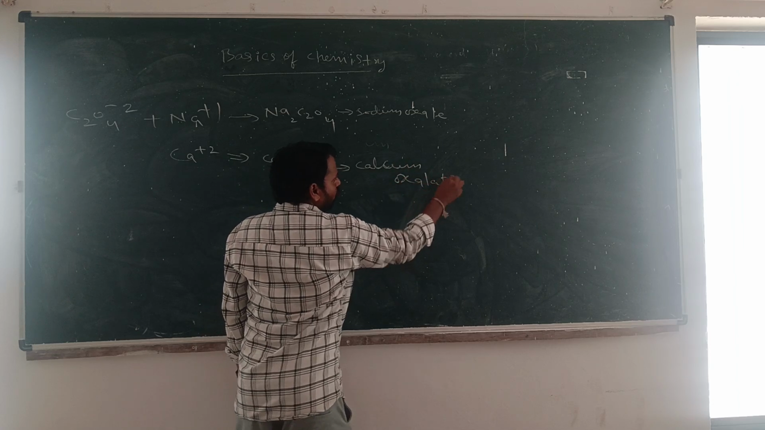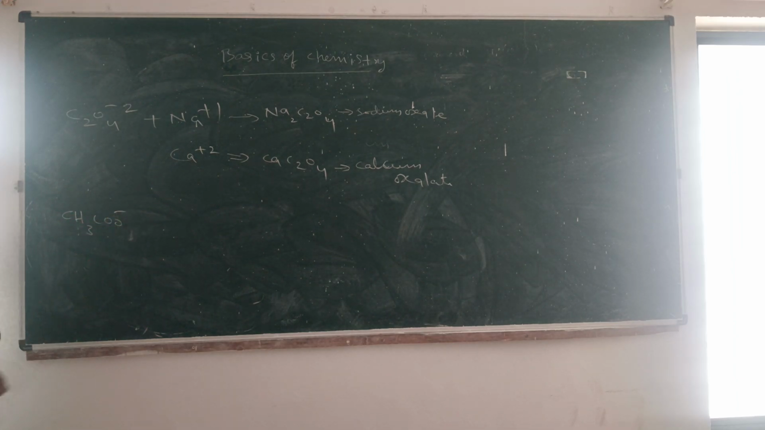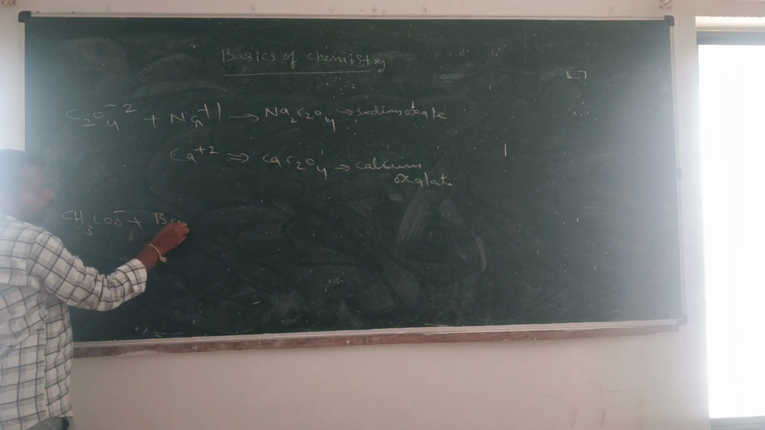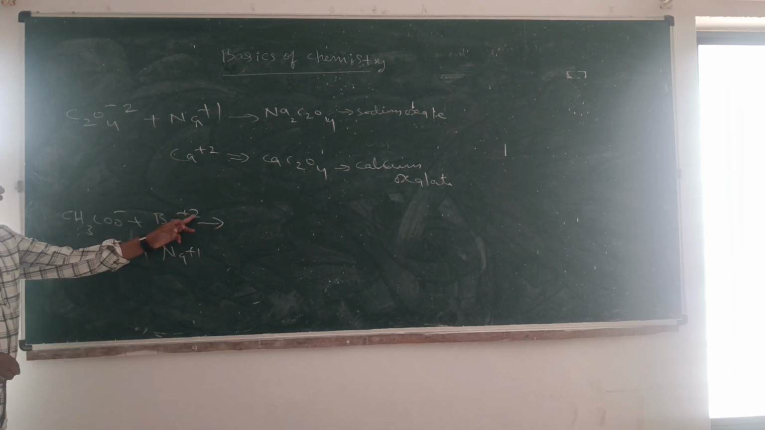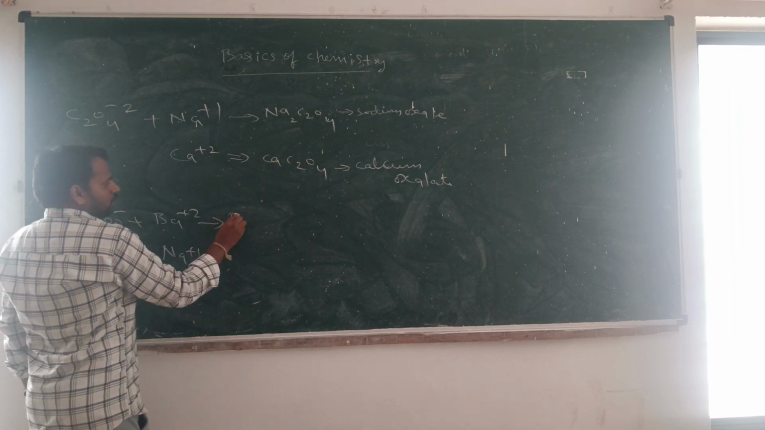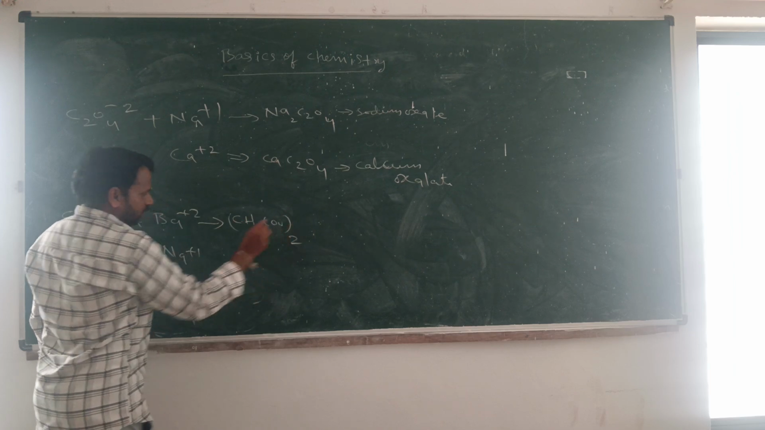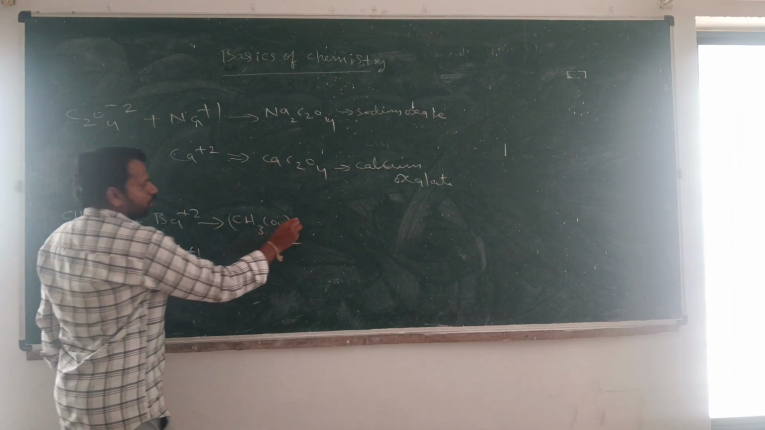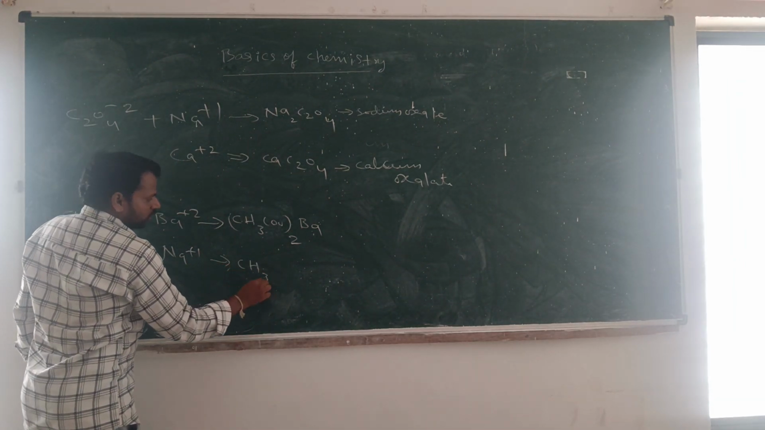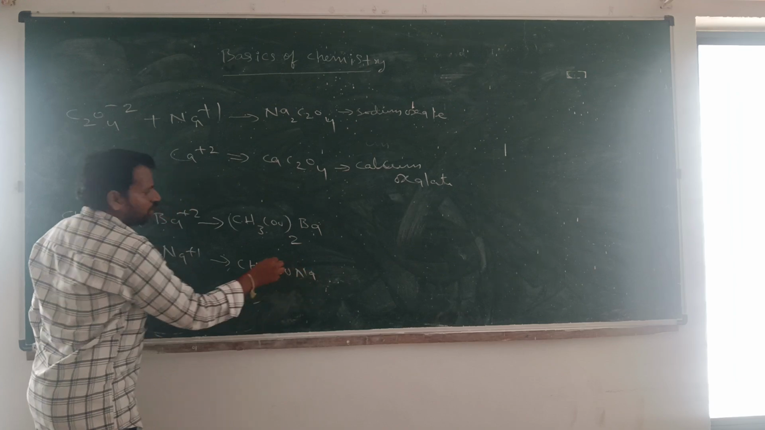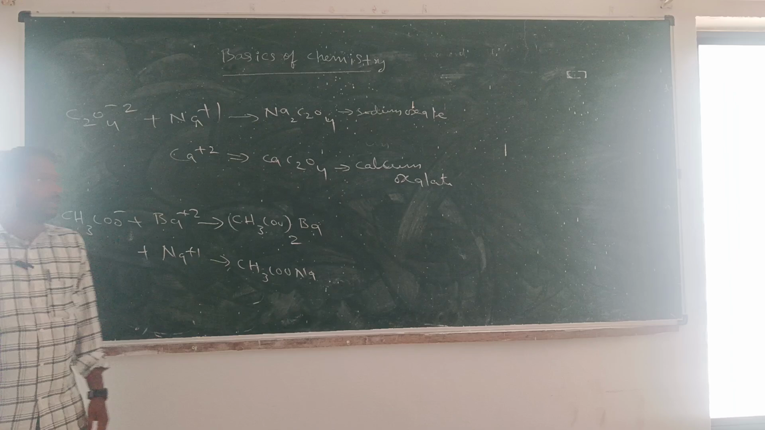Suppose I am writing CH3COO minus with Ba2+ or with Na+. Ba is divalent and this one is monovalent, so we should write Ba(CH3COO)2, with CH3COO taken twice. This is barium acetate. With Na+, we cannot write 2 here. Why? Because both are monovalent.